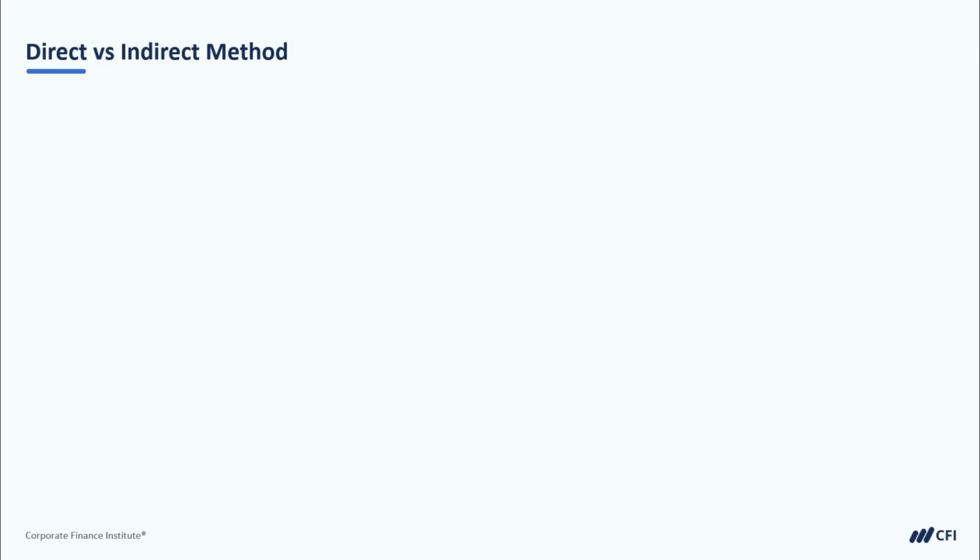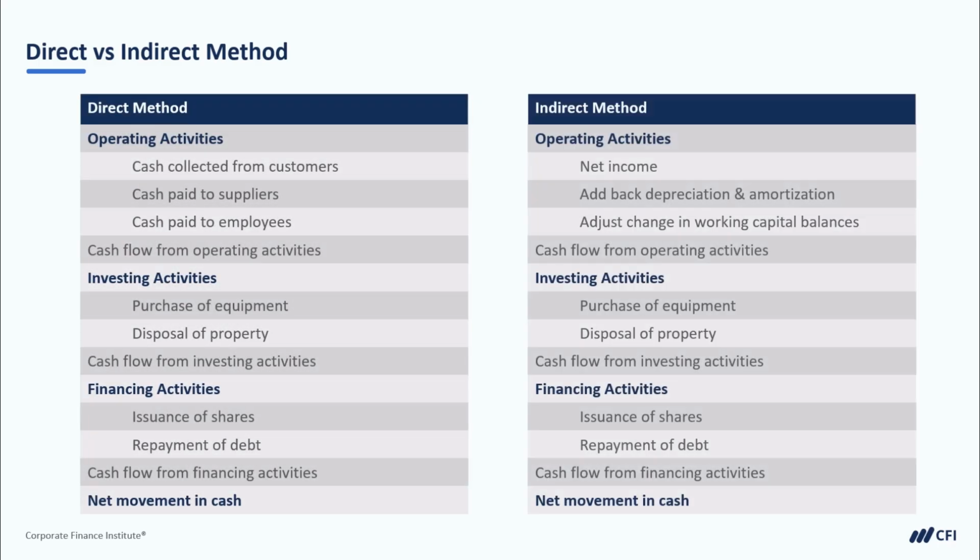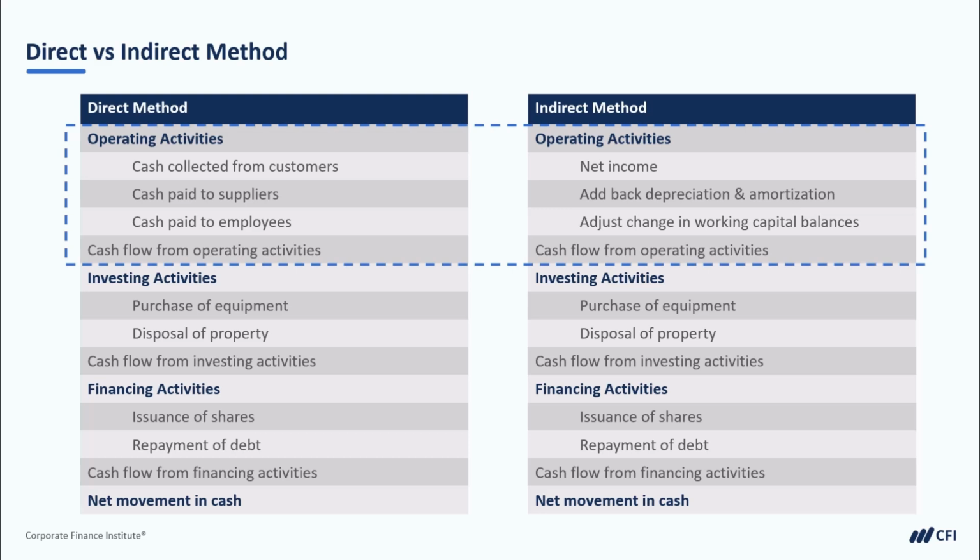Now, the cash flow statement can be prepared in two different ways, using what's called a direct method or using what's called an indirect method. The difference between these two methods is in how the cash flow from operating activities is derived. Regardless of which method is used, the results in cash flow from operating activities will be identical. The indirect method is much more commonly used than the direct method.